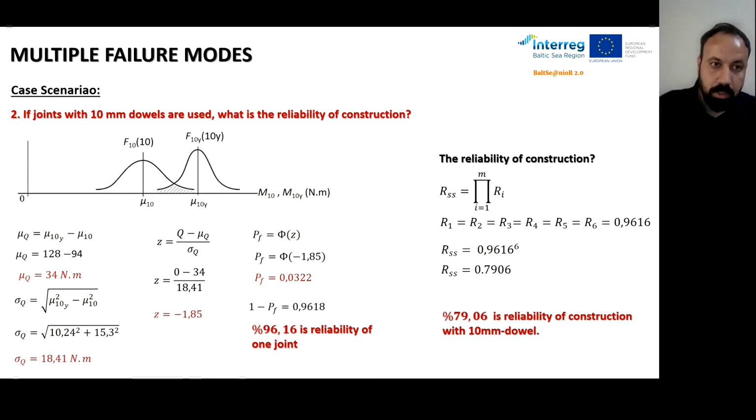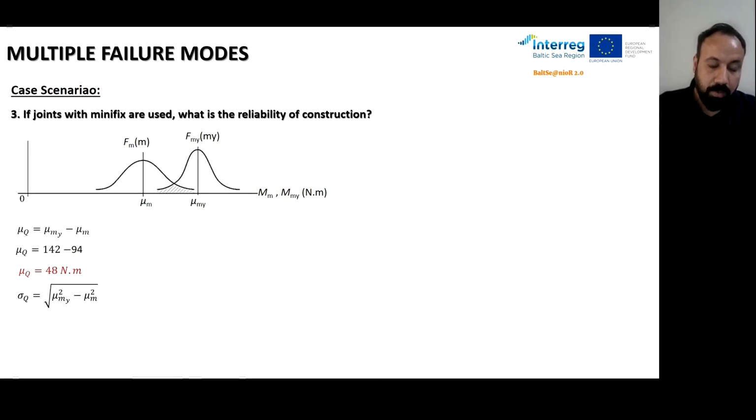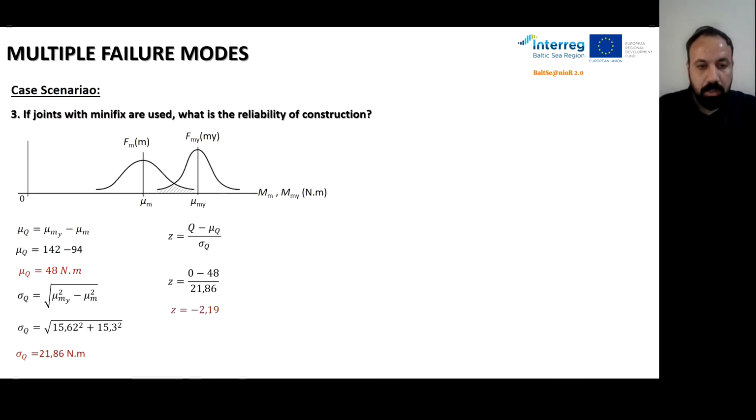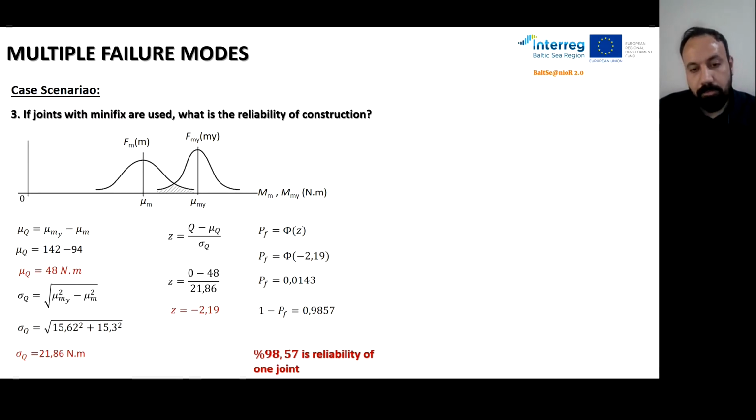And if I use Minifix, what is the reliability of the construction? I am following the same procedure again. First, I need to find the means and standard deviation of the random variables, and from those values I can find the z value. The z value is minus 2.19. Based on that z value, the probability for the one joint is getting higher, and it is 98.57%.